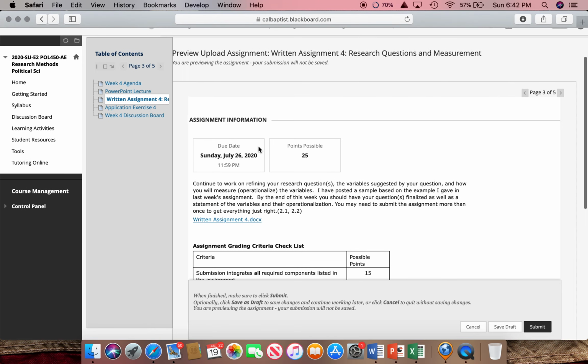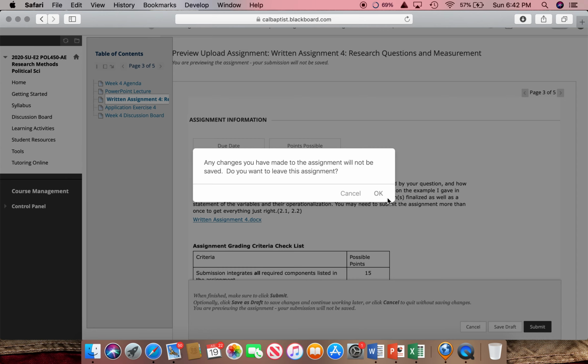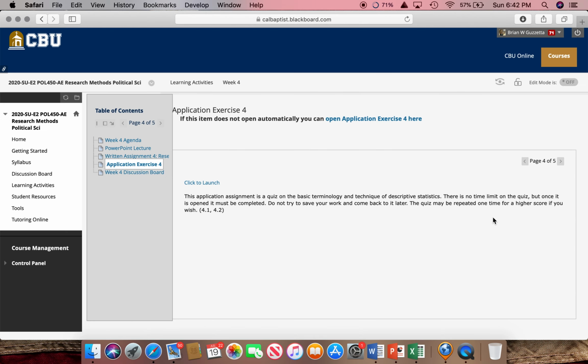So that's 25 points, remember, Sunday at 11:59. Our next deliverable is going to be our application exercise. Remember, that's just a fancy word for a quiz. So our quiz this week is on the basic terminology and techniques of descriptive statistics. There's no time limit on the quiz, but once it is opened, it must be completed.